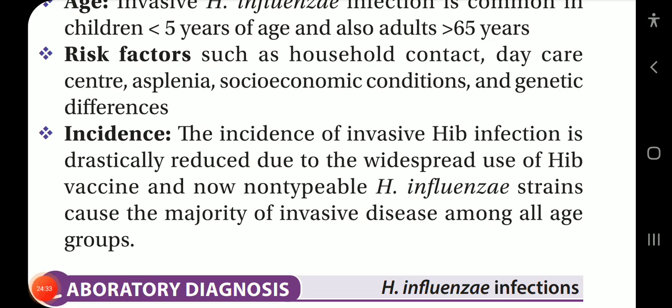Risk factors such as household contact, daycare center, age extremes, socioeconomic conditions and genetic differences. Incidence: the incidence of invasive HIB infection is drastically reduced due to the widespread use of HIB vaccine, and now non-typable H. influenzae strains cause the majority of invasive disease among all age groups.